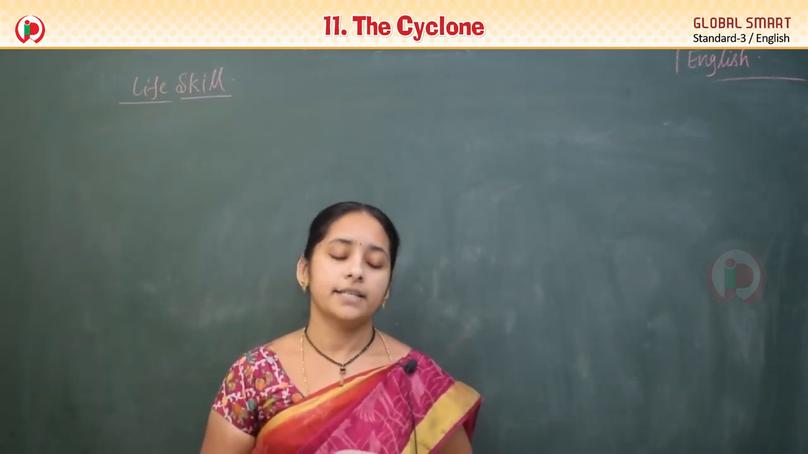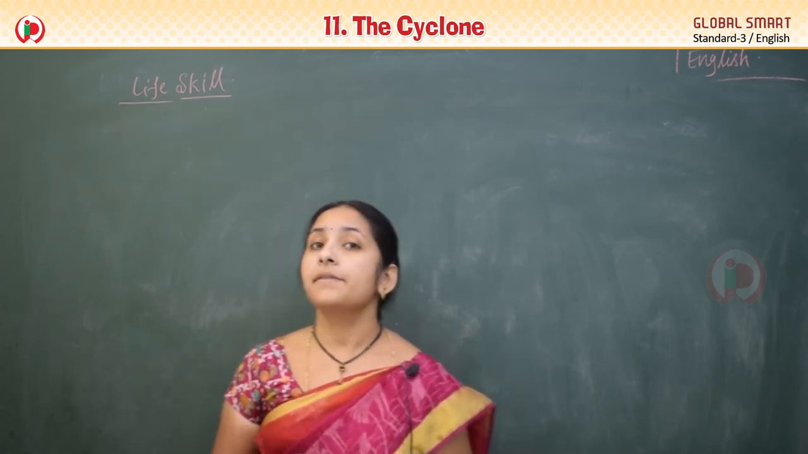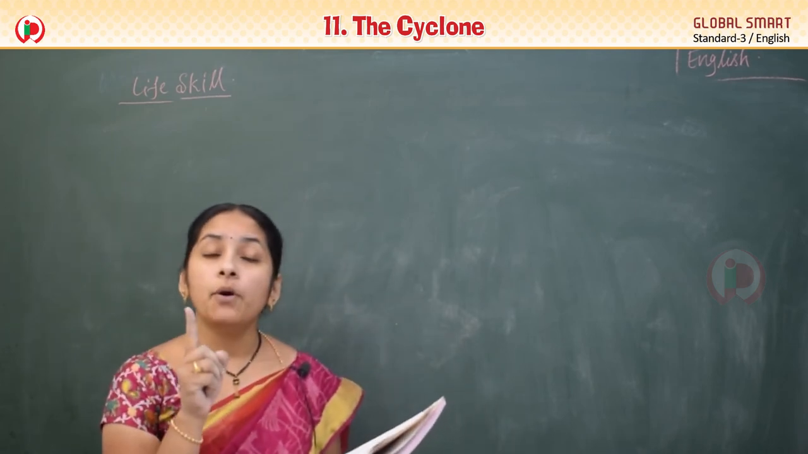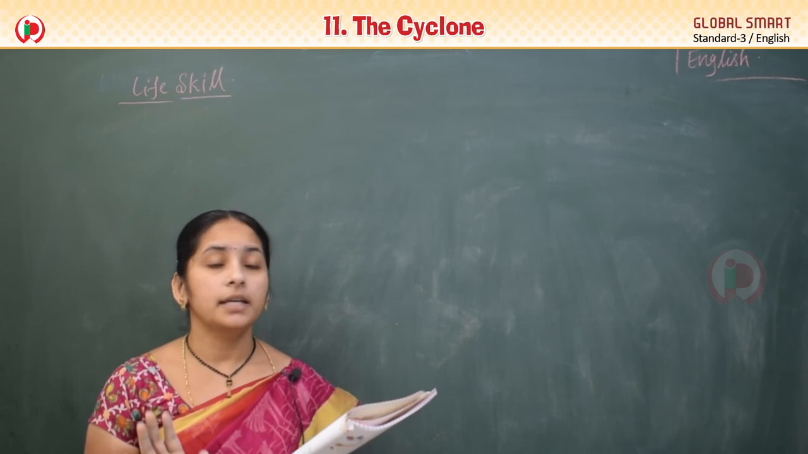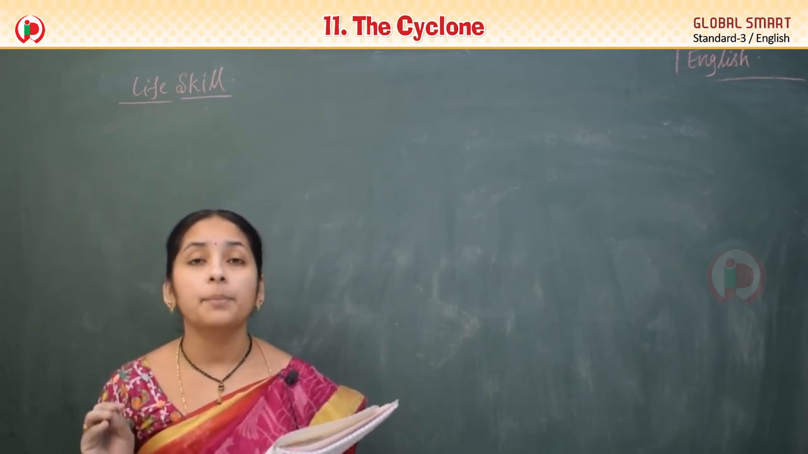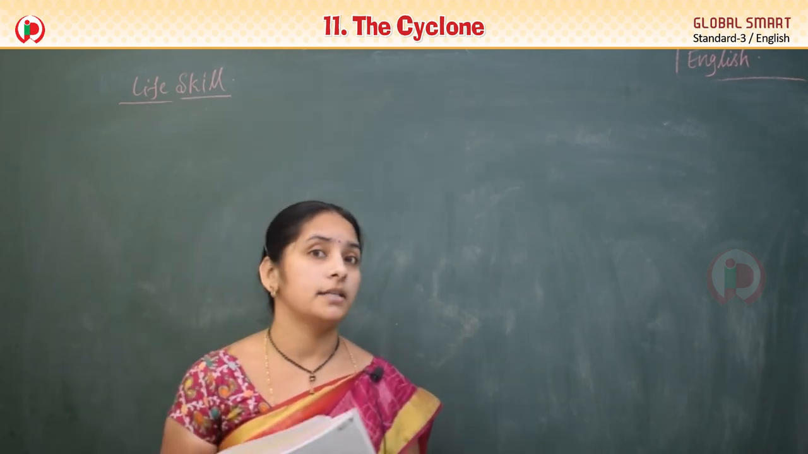See children, so the next topic is the life skill part. In the life skill part, what do we have? If you are in the place of Dorothy. Dorothy was in danger at the time of the cyclone. So if you are in the place of Dorothy, how would you have handled the situation?